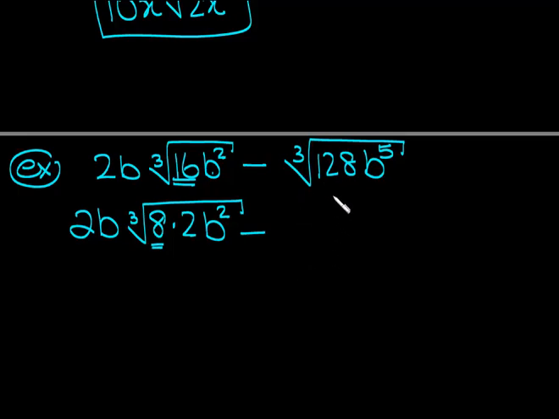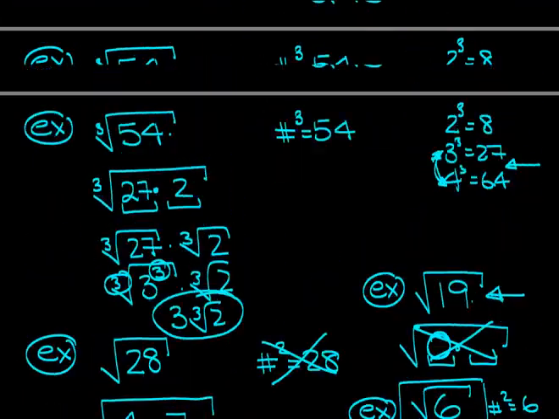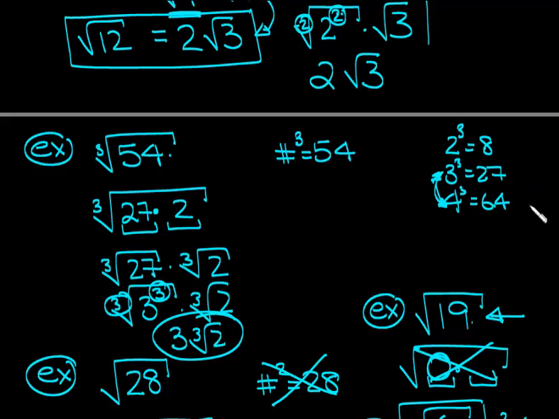Over here, 128 is also not a perfect cube, so I have to ask myself, can I multiply anything to get 128? Let's go back and take a look at our cubes. Here are some of our cubes. 5 cubed would have been 125, and 6 cubed is 36 times 6, so it's 216. So 128 is in between. There's no integer between 5 and 6 whose cube is 128, so it's not a perfect cube.